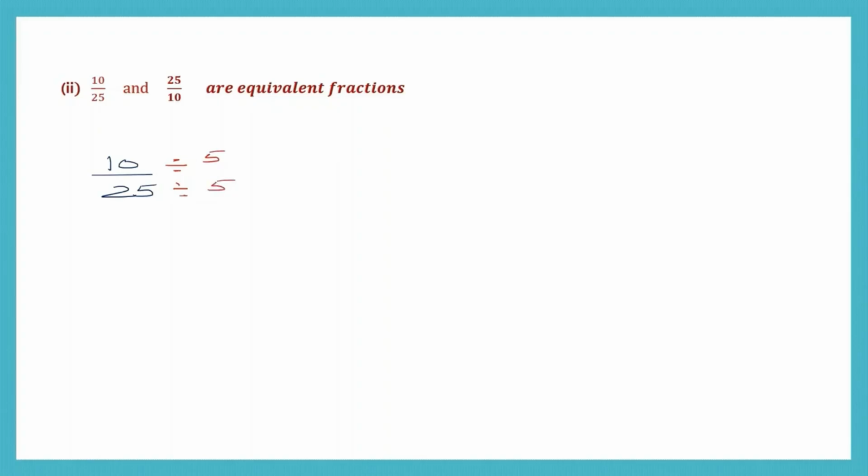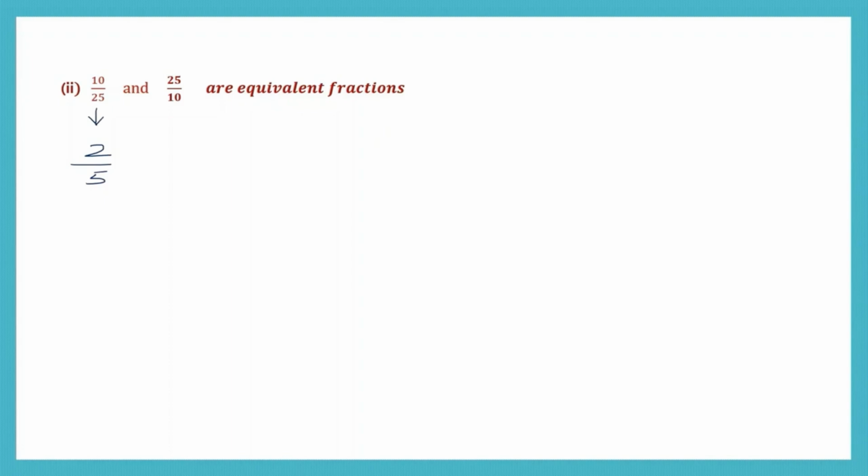So 5 into what is 10? 5 twos are 10. And in the denominator, 5 fives are 25. So what did we get? We got 2 by 5. So 10 by 25 has now become 2 by 5 when you reduce it to the lowest term.